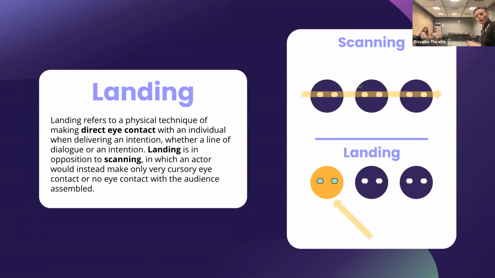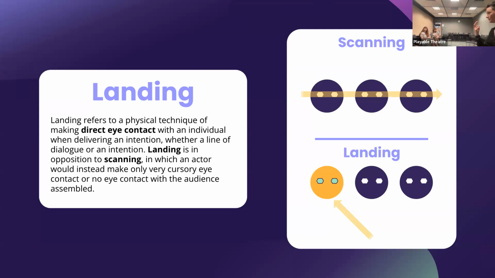The next technique is called landing. Landing is opposed to scanning. If any of you are performers and have ever learned singing technique, they tell you basically don't find somebody in the audience to make eye contact with. Just scan the crowd, so that you kind of look like you're generally appearing. This is the opposite of what we learn in a lot of theater, to not make eye contact with people. We want to make eye contact with people here, and we want to make direct eye contact.